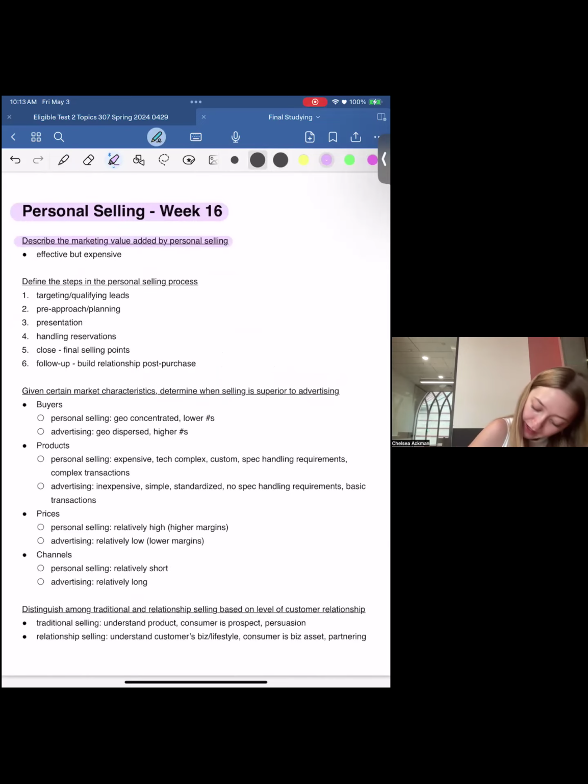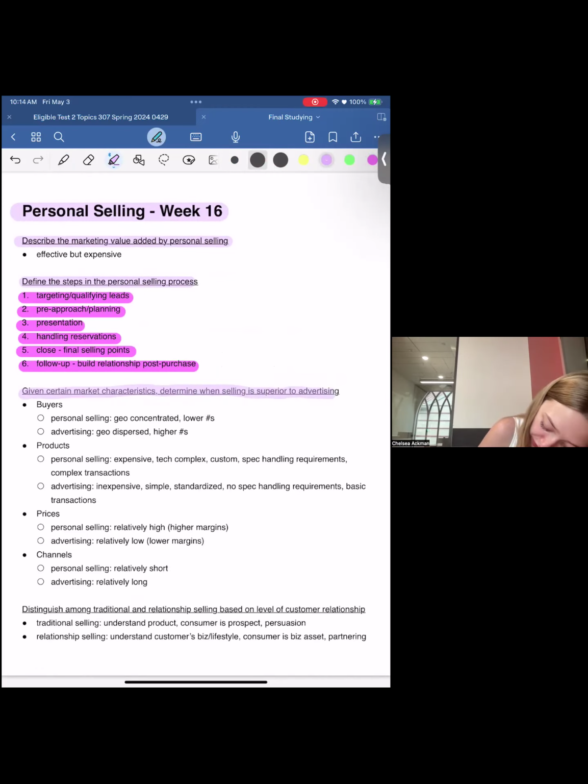Describe the marketing value added by personal selling. It's effective but expensive. Define the steps in the personal selling process. So first you target and qualify leads. You have your pre-approach and planning, your presentation, handling reservations, your close where you have your final selling points, and the follow-up where you build relationships post-purchase.